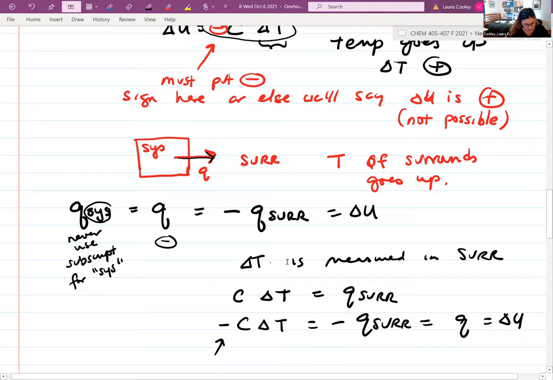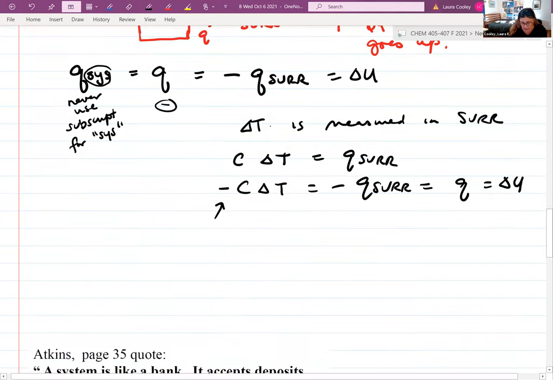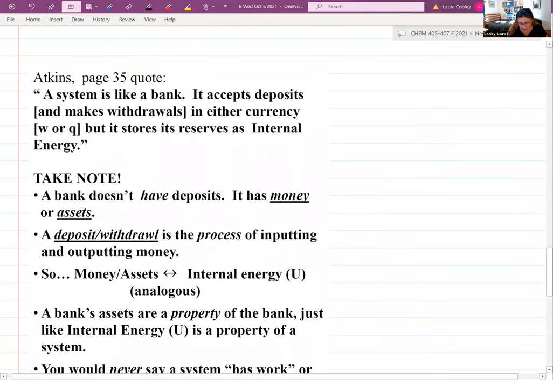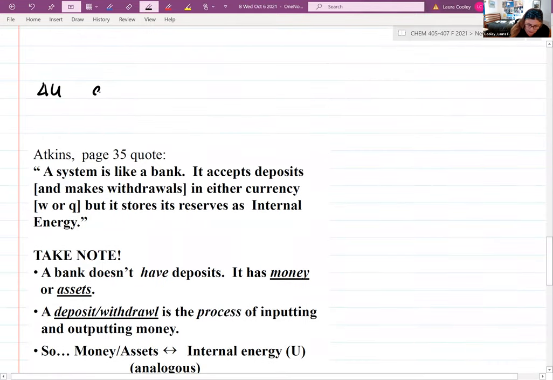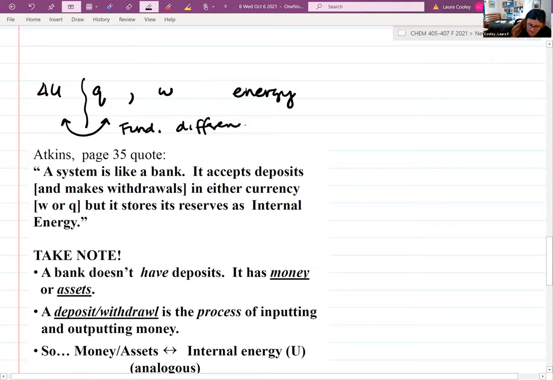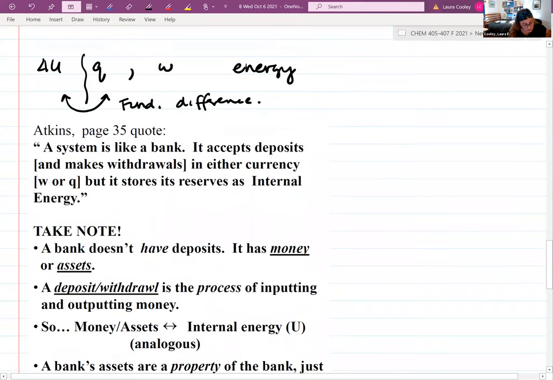All right, so what I'd like to do next is talk a little bit about how delta U, Q, and W are all forms of energy, right? But there's a fundamental difference between Q, W, and delta U. This will become even more clear when we talk about how you integrate dQ and dW and dU, and how you don't really do it in the same way. But I'm only going to do this a little at a time.